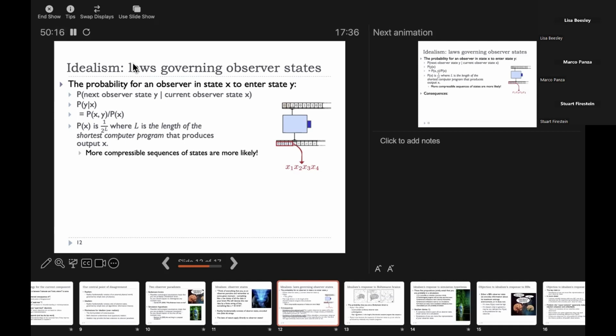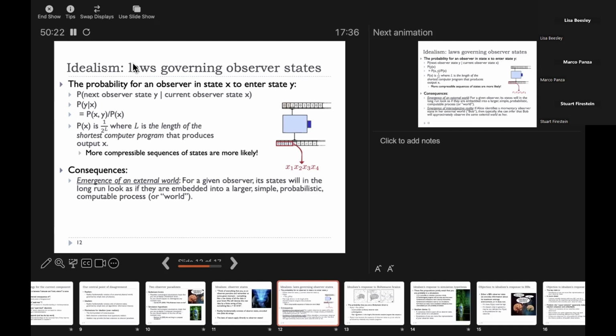Now, the paper proves a whole bunch of things from this, and I'll just briefly mention these consequences. Something that he calls the emergence of an external world. So for a given observer, its states will in the long run look as if they are embedded into a larger, simple, probabilistic, computable process, a world. There's pages and pages of mathematical proofs that goes into this. He proves a number of theorems that go into this.